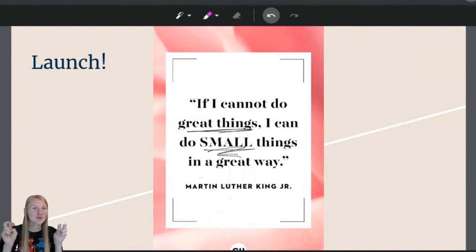If you can't, and I say can't because if you really want to, you can do anything, right? But if you don't have the time, the resources, or the money, you can always do small things in a great way. And I encourage you to do all things, big or small, in a great way.